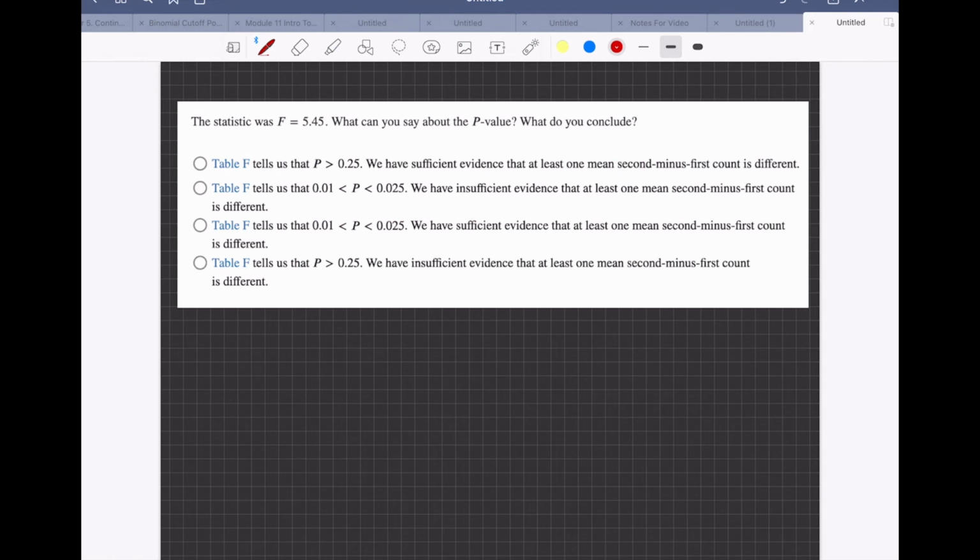Now here, the statistics change to 5.45. What can you say about the p-value? So how to compute it? The same. P-value is equal to the probability that F is greater than 5.45, equal to 1 minus the probability that F is less than or equal to 5.45, and this is provided by Minitab.